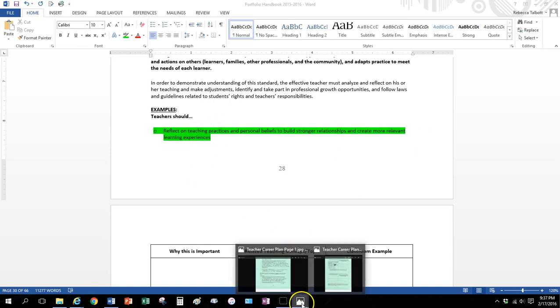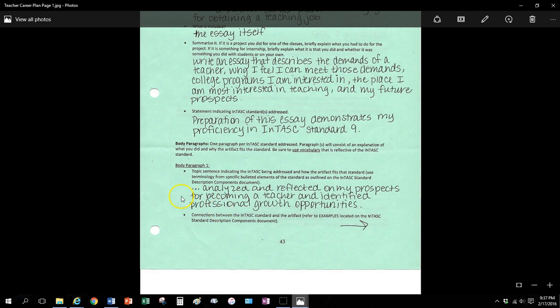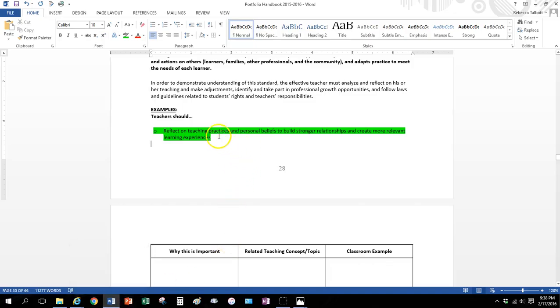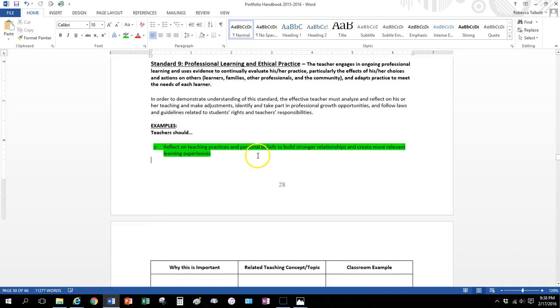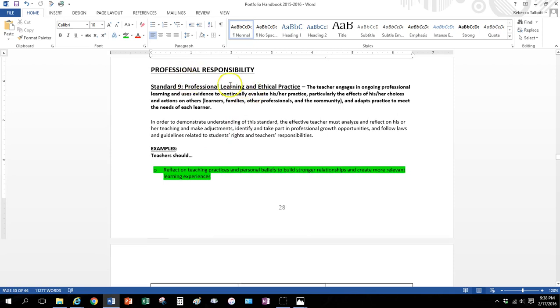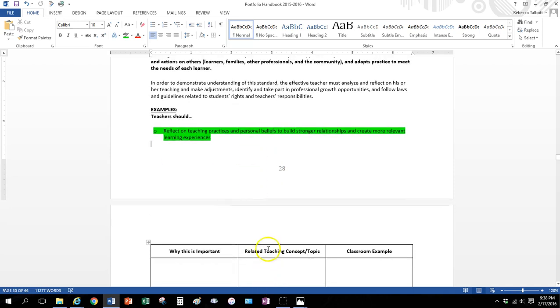So I adjusted it a little bit for our purposes. You would say this particular artifact fits within standard 9 because I analyzed and reflected on my prospects for becoming a teacher and identified professional growth opportunities. So this has to do with that whole idea of reflection and building more relevant learning experiences for you personally, because it's about your own learning as a teacher. How is it that you can become better? And so your teacher career plan happens to be a reflection on what you're going to do in order to achieve that goal of becoming a teacher.